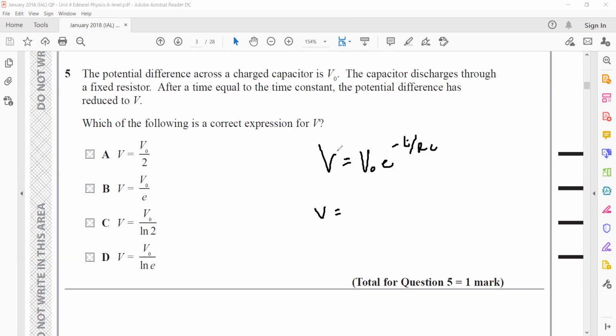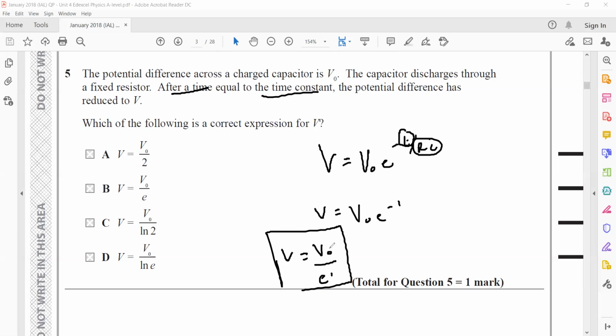They mention in the question, after a time equal to the time constant. So this is the time and that's equal to the time constant, both have the same value, so their ratio will be 1. So V naught e raised to power minus 1. And if it is minus 1, I can move this into the denominator. So I can write e raised to power 1. Which one does it match with? V equals V naught over e raised to power 1. So it matches with option B.